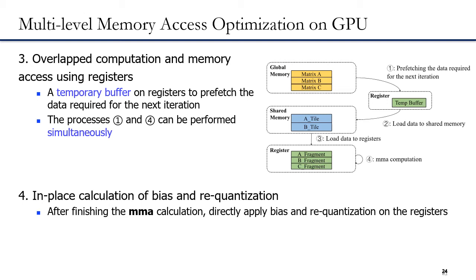Specifically, we set up a temporary buffer on registers to prefetch the data required for the next iteration. At the beginning of each iteration, the data for this iteration is already in the buffer, so we can load the data directly from the buffer to shared memory. Then processes 1 and 4 can be performed simultaneously for overlapping computation and memory access. We also perform the in-place calculation of bias and requantization on registers, instead of writing the data back to global memory first.